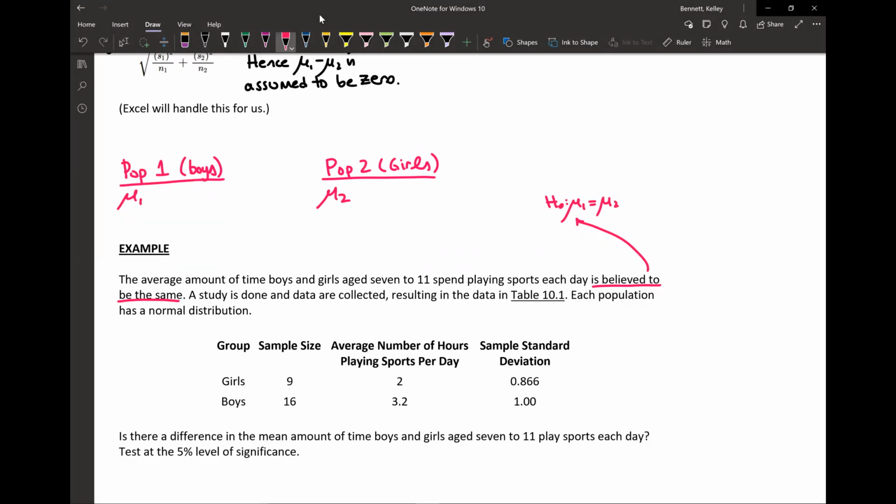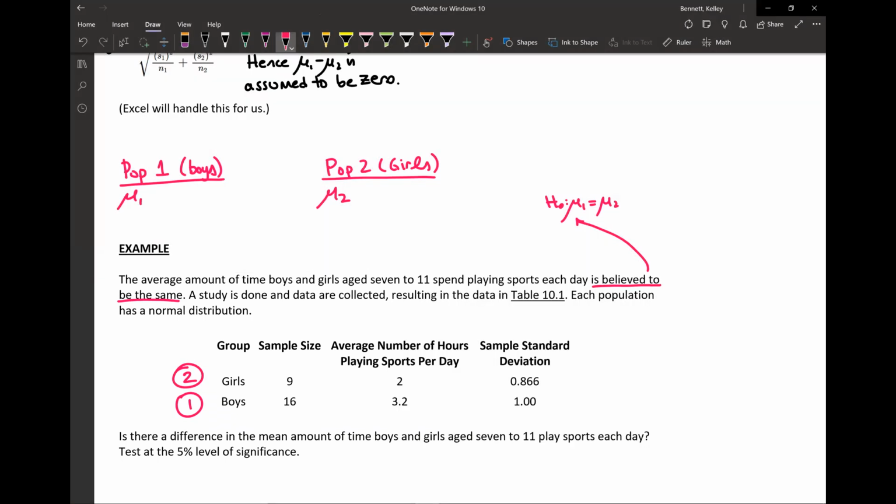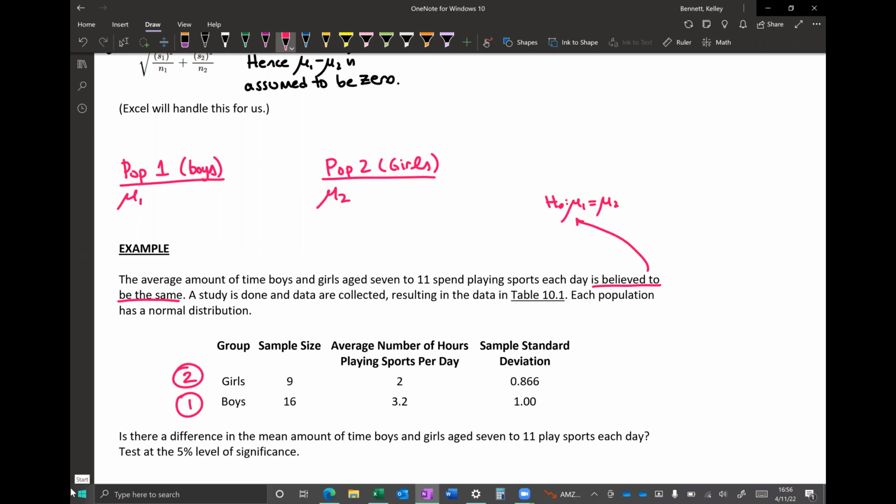All right. So when I talk about X1 bar, that's going to be the sample mean for boys. When I talk about N2, that's going to be the sample size for girls. And so we have all of these here. So I'm just going to put a 1 next to boys and a 2 next to girls. It really doesn't matter how you label them as long as you keep track.